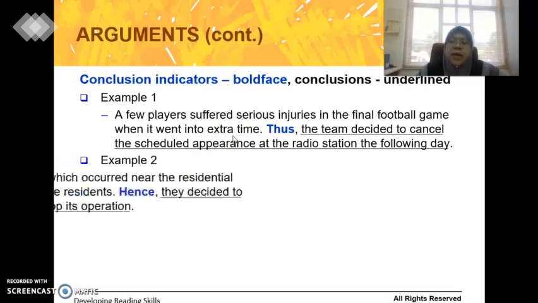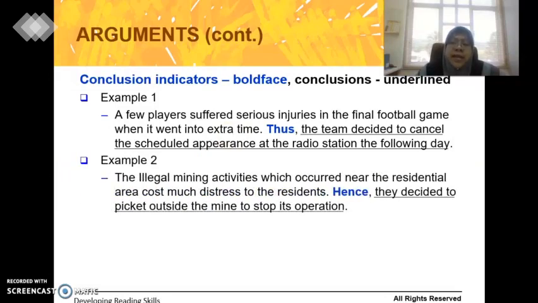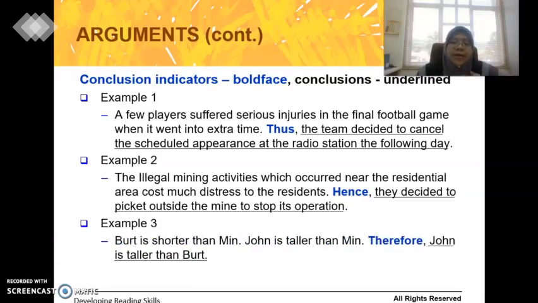Okay, we go to the next example. The illegal mining activities which occurred near the residential area caused much distress to the residents. Hence, they decided to picket outside the mine to stop its operation. Okay, you can see that in the last sentence, hence is the conclusion indicator, and the underlined sentence is the conclusion. Right. Okay, we go to the last example.